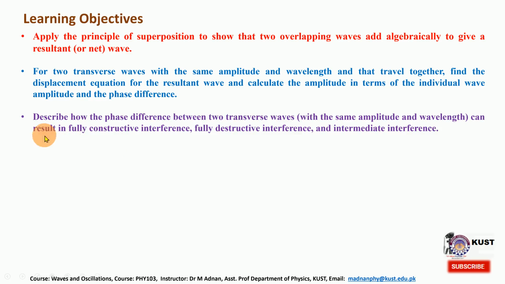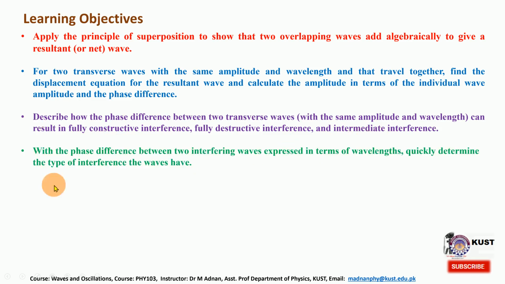Also, they will be able to describe how the phase difference between two transverse waves can result in fully constructive and destructive interference, and also they will be able to understand the concept of intermediate interference. With the phase difference between two interfering waves expressed in terms of wavelength, they can also express that in terms of the phase difference and also in terms of the wavelength. They will be able to quickly determine the type of interference the waves have.